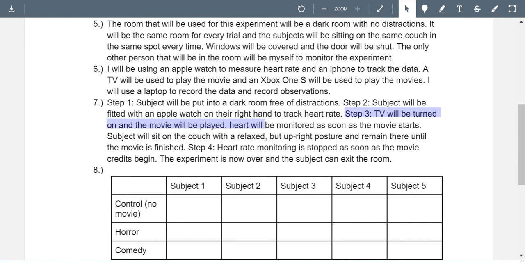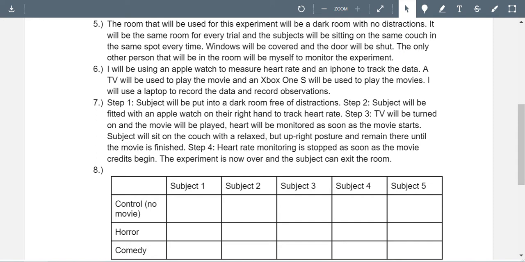Step 3, TV will be turned on and the movie will be played. Heart rate will be monitored as soon as the movie starts. Okay. Subject will sit up on the couch with a relaxed but upright posture and remain there until the movie is finished. Okay, so you said upright posture and remain there on the couch. So basically your procedure is extremely simple at this point. You're starting to record, you're using an Apple Watch to record their heart rate, and you're having them sit on a couch while doing this.